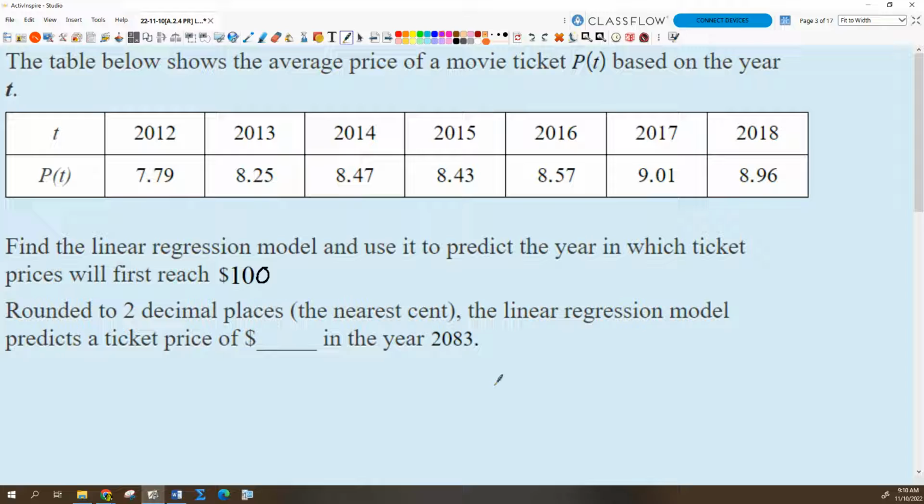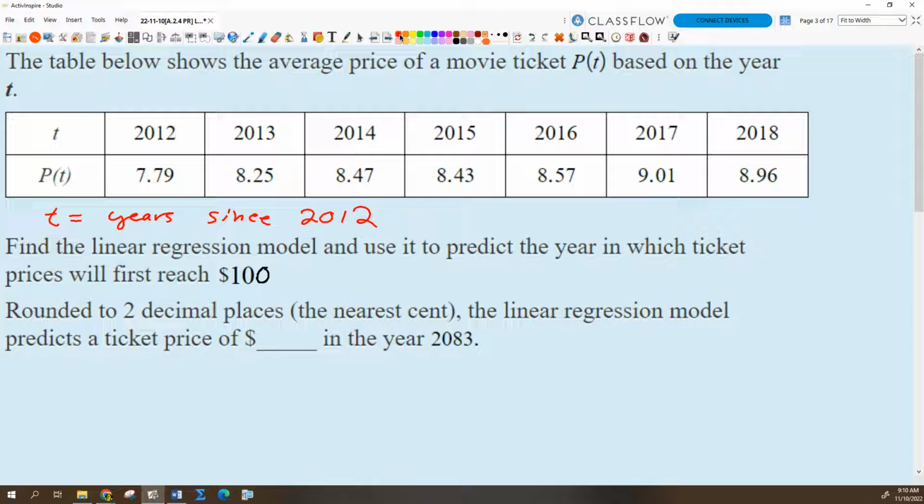So we'll define right away, we're going to say something like this. Let's let t equal years since 2012. So the first year would be what year? Well, years since 2012, 0. There we go. First year would be year 0 exactly.